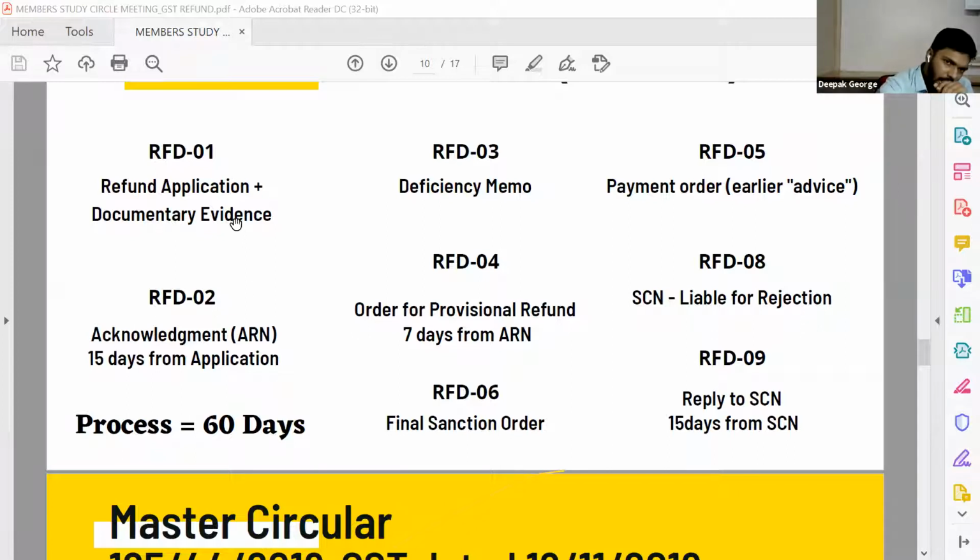It starts with RFT 01. RFT 01 is the common refund application form. In fact, I have a copy that I want to show you. After finishing this PDF, I will go on to a sample RFT 01. It is the refund application format in which you should enter the details and apply for a refund. It applies to all categories of refund. The starting step is always RFT 01, and these are all mentioned in the rules from rule number 89 right up to rule 97.